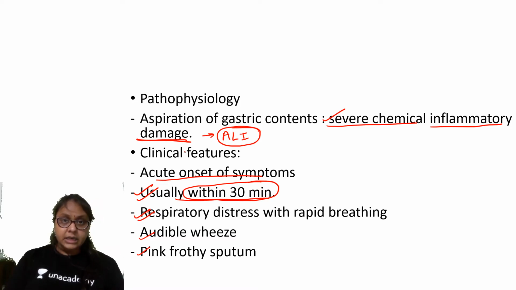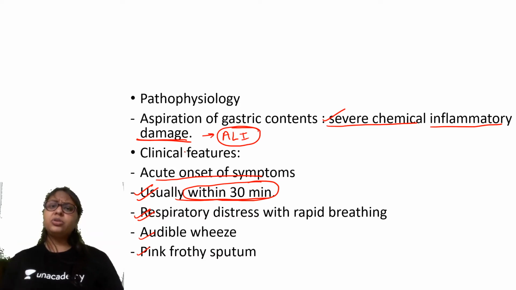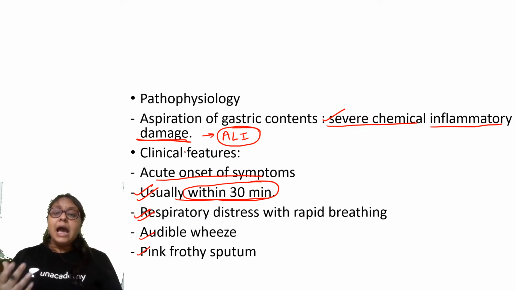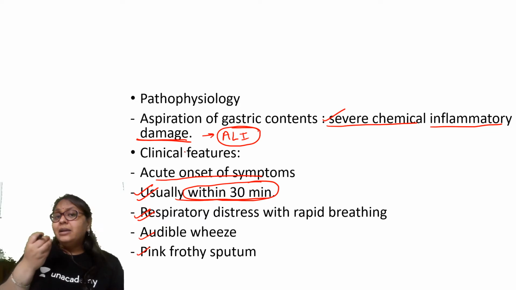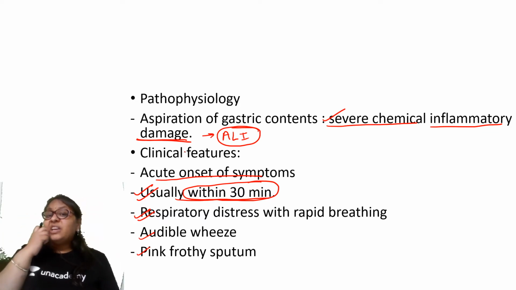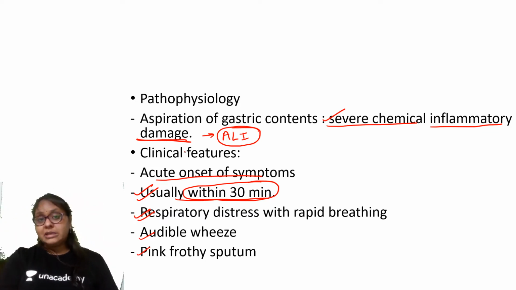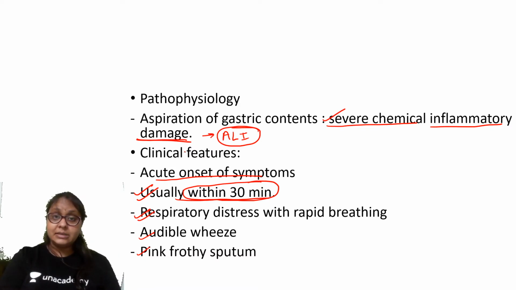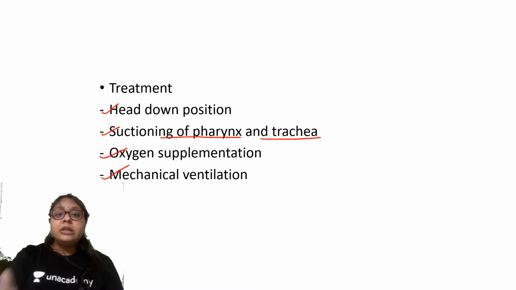within 30 minutes. Because of the acute lung injury, what will happen to the patient? The patient will have breathlessness, respiratory distress, tachypnea, right? And there will be audible wheeze and frothy sputum. So whenever we see these features, we should suspect that the patient might have Mendelssohn syndrome.